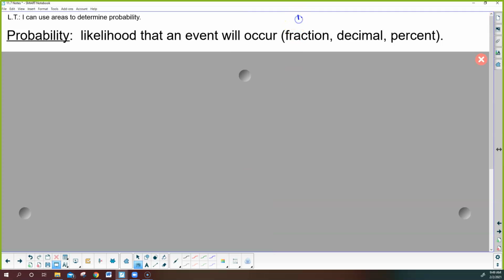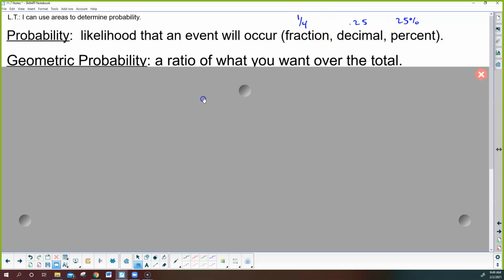So if you had a 1/4 chance of something happening, we know that that's 0.25, and we move the decimal spot 2 spots. So we would know that that's a 25% chance of happening. I would like you to practice that and just write all 3 of them. Sometimes your fraction doesn't reduce nicely, so it's not really convenient to have a fraction. In that case, the decimal and the percent would be better.